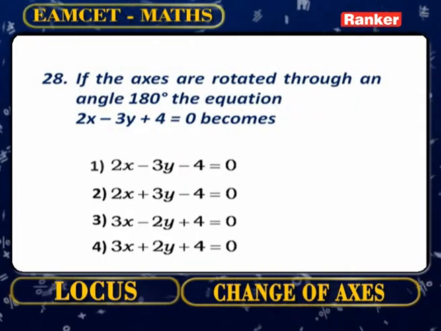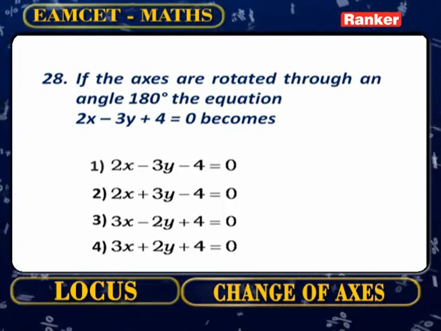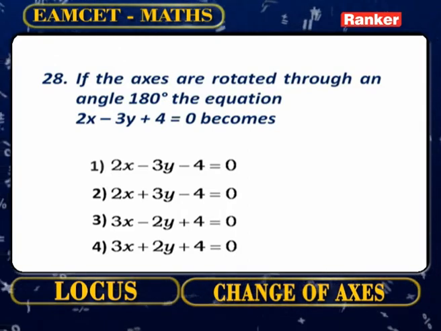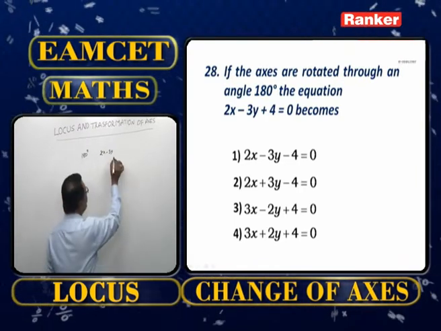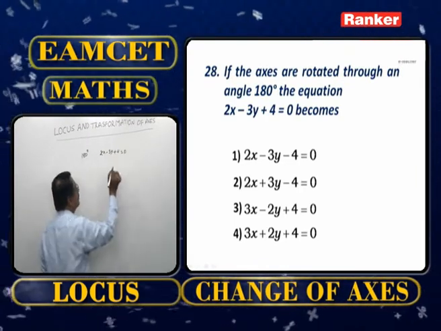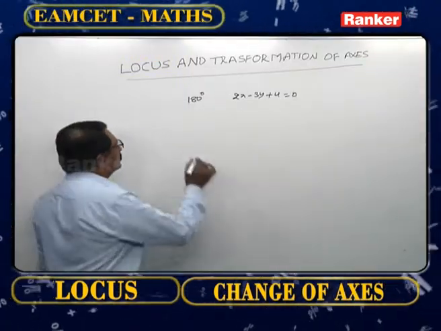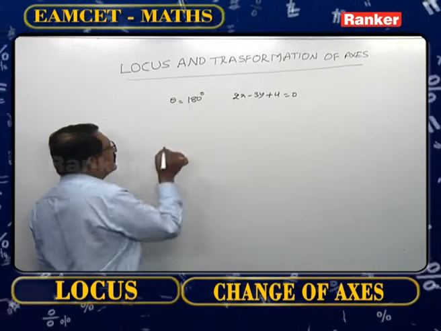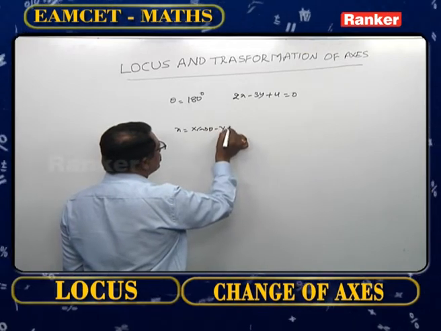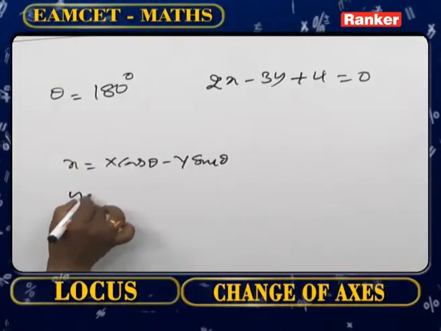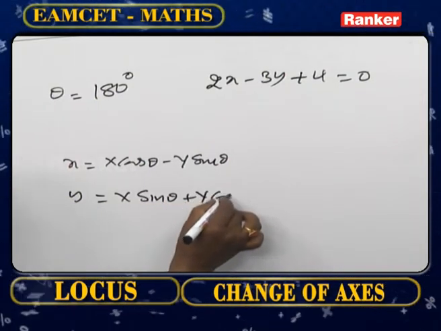Next. If the axes are rotated through an angle 180 degrees, the equation 2x minus 3y plus 4 equals 0 becomes what? Now here theta is given as 180 degrees. Now x equals X cos theta minus Y sin theta, y equals X sin theta plus Y cos theta.